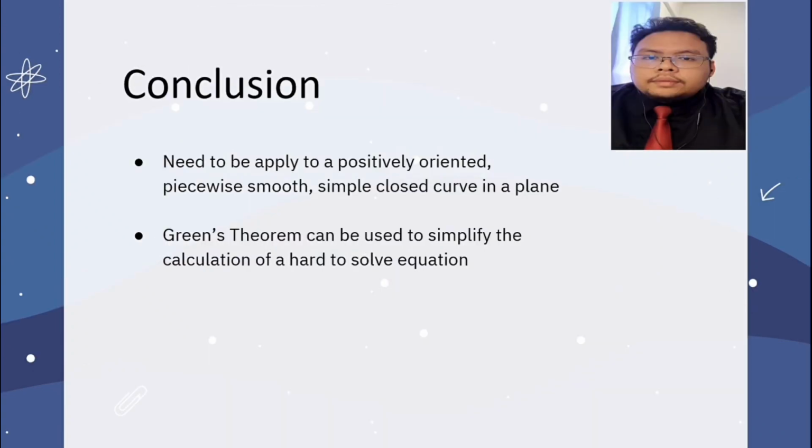As a conclusion, Green's theorem can be used to simplify calculations that without it would be hard to solve, but it can only be applied to a positively oriented, piecewise smooth, simple closed curve. That's all for me. Thank you.